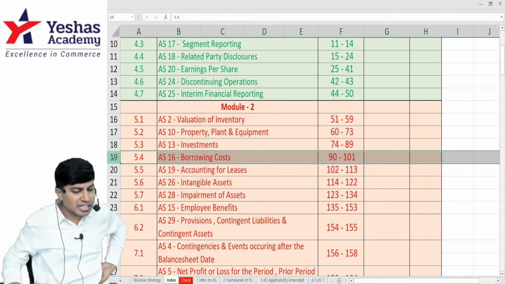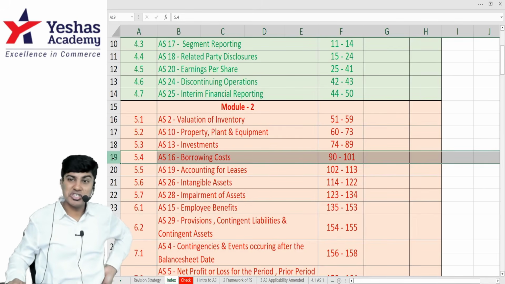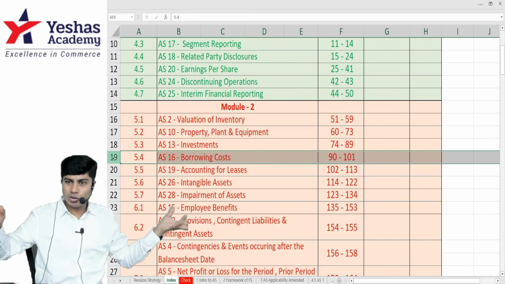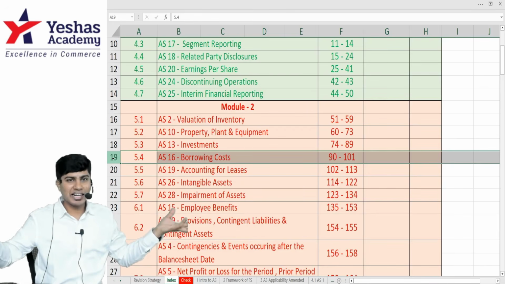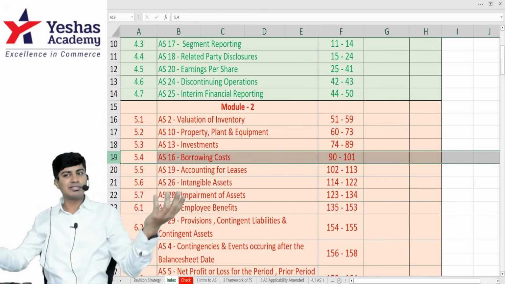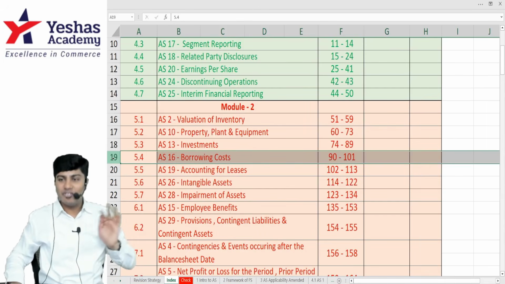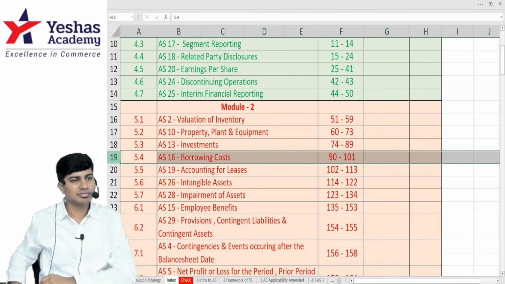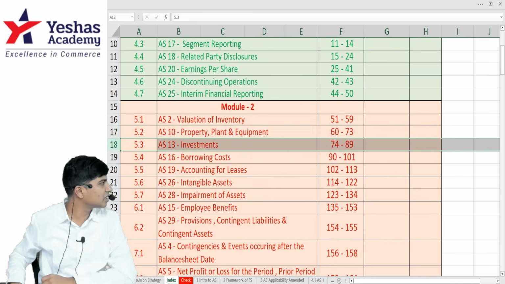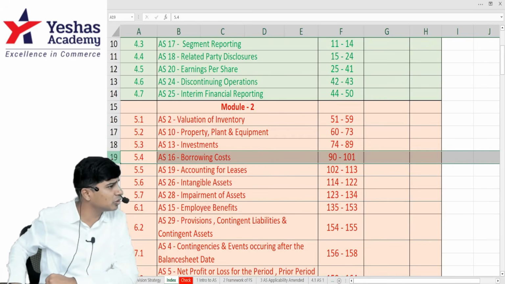But we have the standard AS16, which will tell us that sometimes when you pay interest, it is not an expense. It is an asset. You bought an asset for 10 lakh by taking a loan. On the 10 lakh loan, if you pay 1 lakh interest, that 1 lakh interest, I won't write it to P&L. I will add it to the 10 lakh of the asset and make my asset 11 lakh. This is something that you have never done, no? When to do, how to do, why to do, we'll learn in AS16. So you understood, 2 is inventory, 10 is fixed assets, 13 is investment, 16 is borrowing cost. Interest sometimes will not be transferred to P&L, it will be added to the asset.